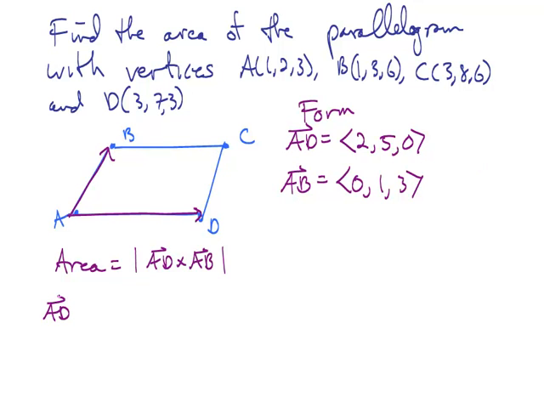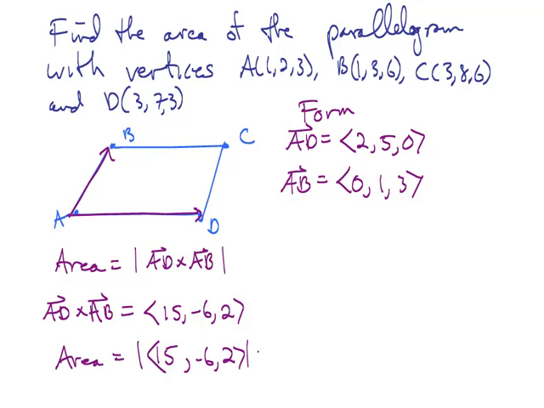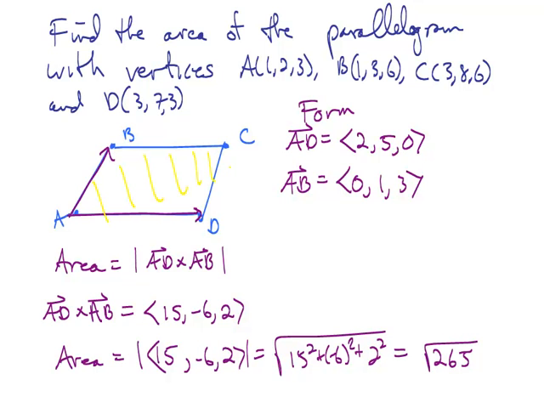Now, I'm going to go ahead and let you guys try and find this cross product on your own. What you should get, I believe, is 15, negative 6, and 2 for the cross product. So the area then is the magnitude of that. That's the square root of 15 squared plus negative 6 squared plus 2 squared, which I believe comes out to be about the square root of 265. That's the area of that parallelogram there. Okay, so you've got some problems like that.